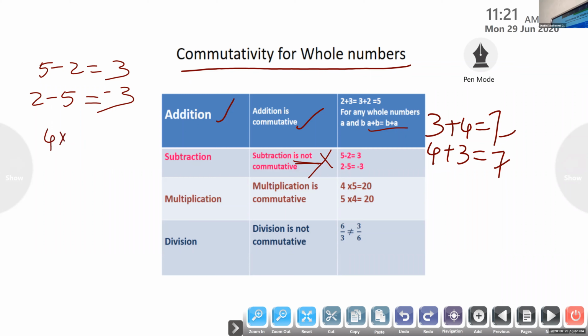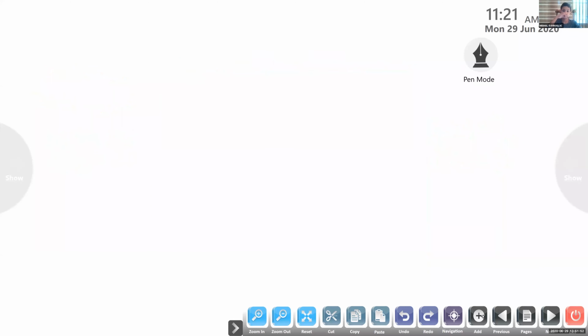Okay, now we will check multiplication. 4 into 5 equal to 20. Change the order, 5 into 4, 20. So what does it mean? Multiplication is the same. It is commutative. Good. Multiplication is commutative. Now we will check division.